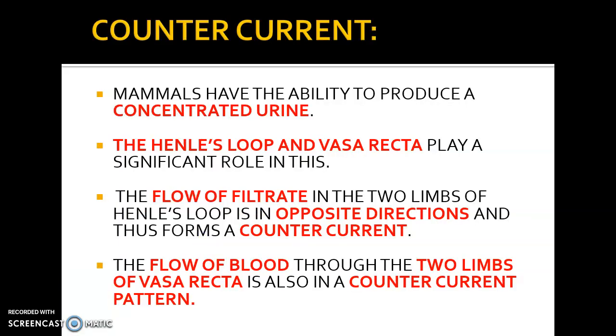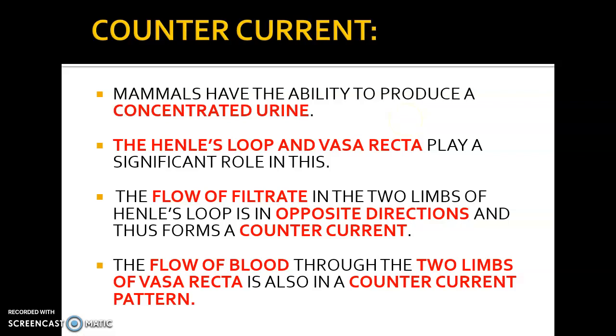Mammals have the ability to produce a concentrated urine, and to attain this we have two structures which are going to play a vital role. One is the Henle's loop, another is the vasa recta. Henle's loop, as you know, is a part of your nephron, and vasa recta is the efferent arteriole which continues forward as the peritubular capillaries, and the peritubular capillaries running beside the Henle's loop is the vasa recta.